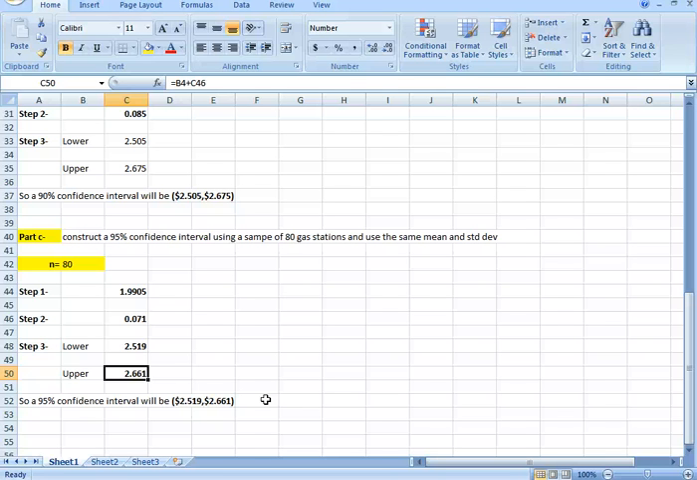Okay, there's problem one, using the confidence intervals and using T.INV to calculate our critical value for us.